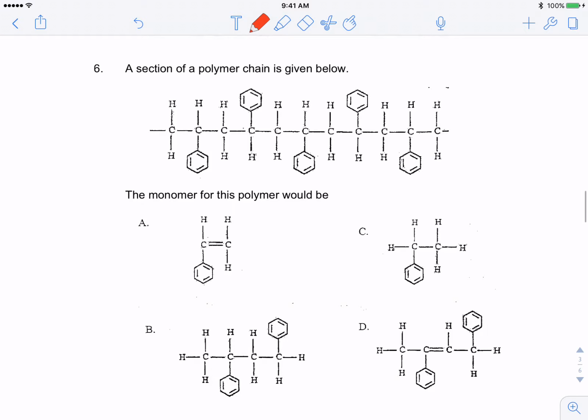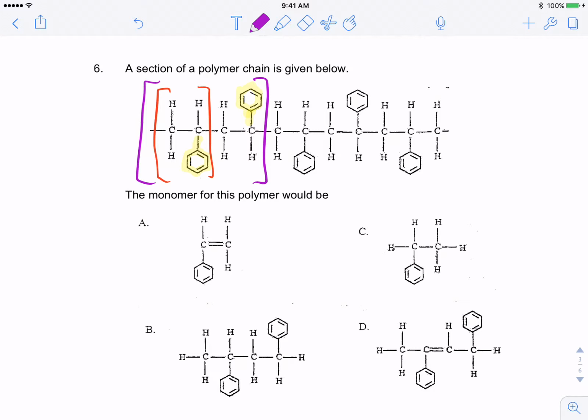Okay, question 6. A section of a polymer chain is given below. The monomer for this polymer would be... Now, just because over here, you see that there's this benzene ring, they are on opposite sides. Does it mean that they are not the same compound? Okay, what do I mean? Is the repeating unit this over here, or is the repeating unit this? That's what I'm trying to ask.